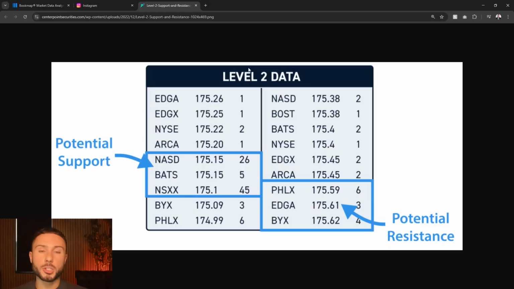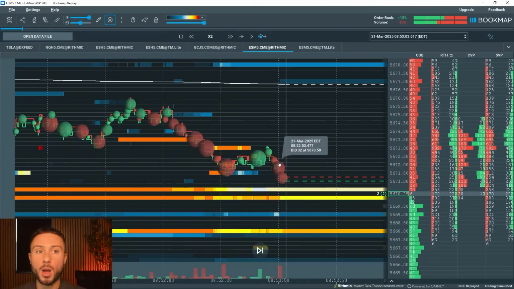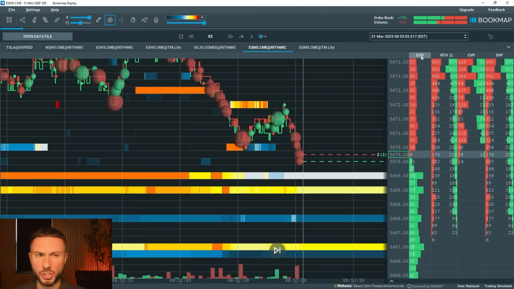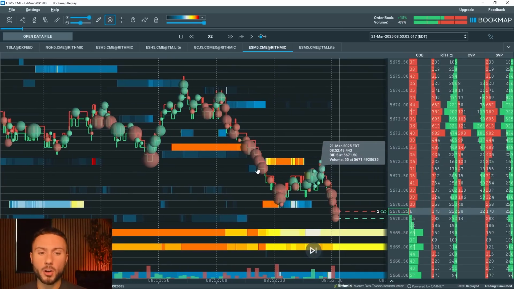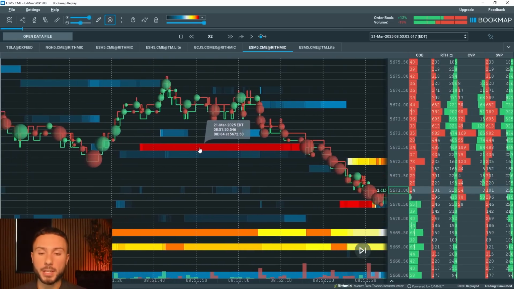A normal level 2 will just show us what is occurring right now at this exact moment based off the order book. Not only does Bookmap or the heat map show us what's happening right now on the current order book, which is simply this COB column up here, it's the current order book, but it also shows us historical data. I could go back to the last minute and see, okay, there was a large red line here, which means there was a large buyer present in the market.